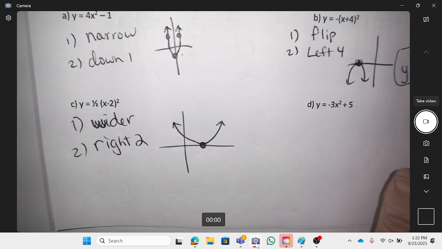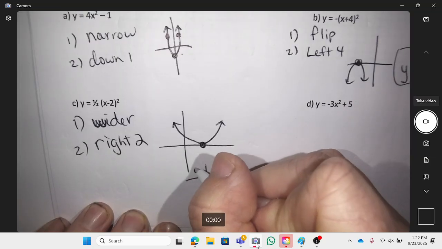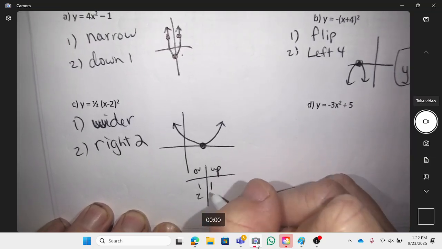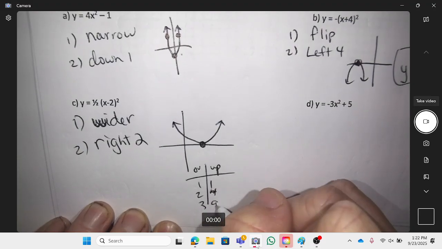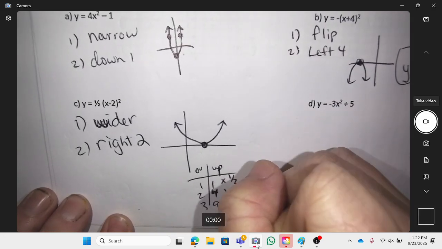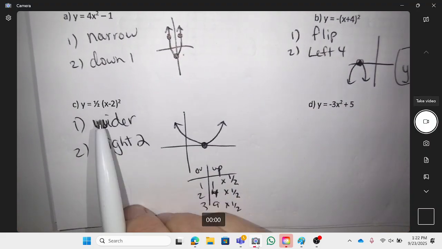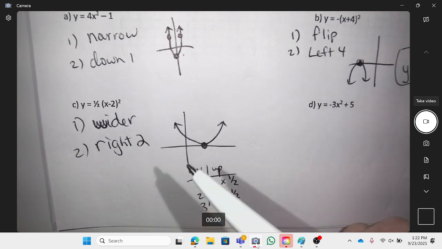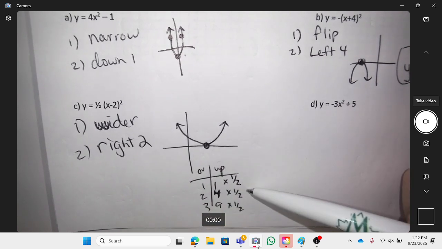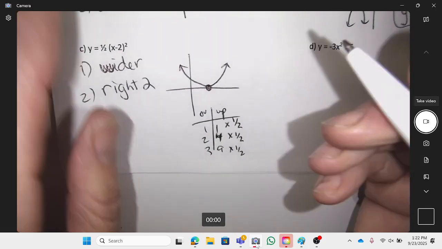Okay, I just want to reinforce something here. You know how over and up, 1, 1, 2, 4, 3, 9. Got it? That's normal. But we have a multiplier, so you know what we do? We have to multiply, because BEDMAS says to square something and then multiply it. So that's what I did. This is kind of squaring and then multiplying. So does this make sense why it's wider?